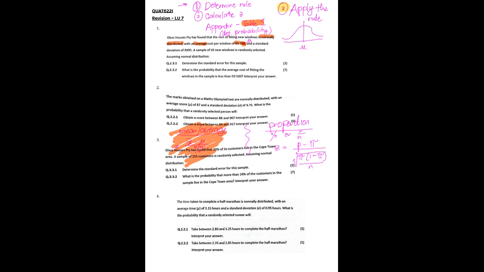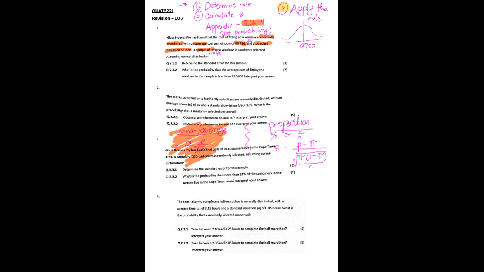So here we have your population mean, which is mu, given to you as 9750. And I'm going to actually write that in the center here instead of the symbol mu, 9750. And then they say that the standard deviation is 995. A sample of 95 windows, so n is equal to 95. A sample of 95 windows is randomly selected, assuming a normal distribution, and the first question said to you, determine the standard error for the sample.